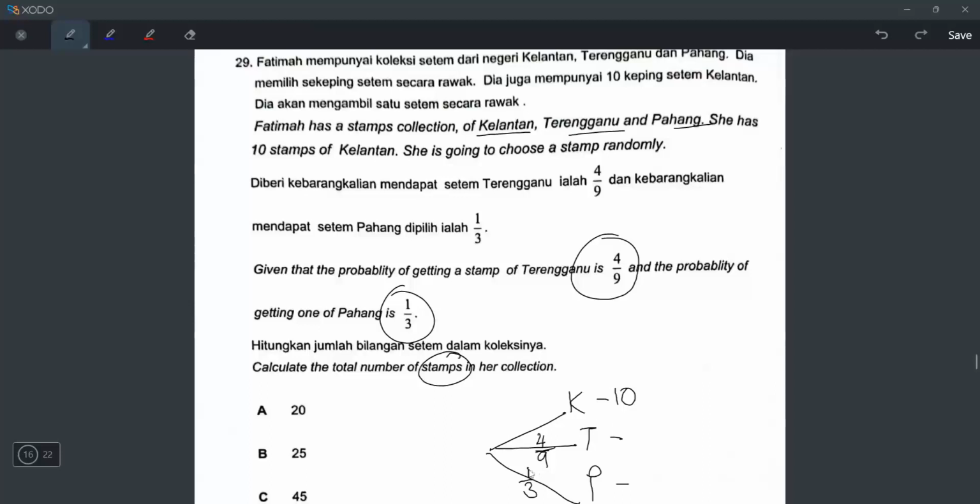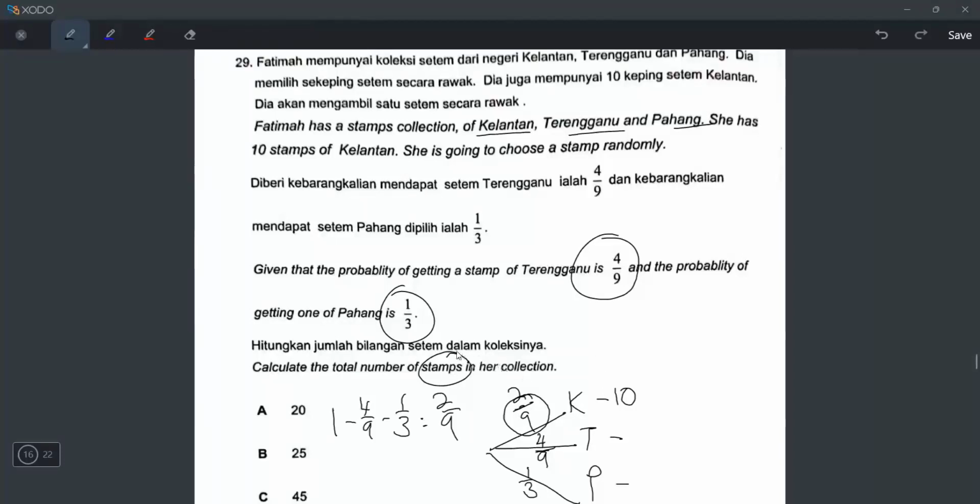If I know the probability of Pahang is 1/3 and the probability of Terengganu is 4/9, can I find the probability of Kelantan? Yes. I just take 1 minus 4/9 minus 1/3, because total probability is 1, so you just minus everything. I got 2/9. So now we know the probability for Kelantan is 2/9. Remember, you always start from total probability, because you always know it is 1.